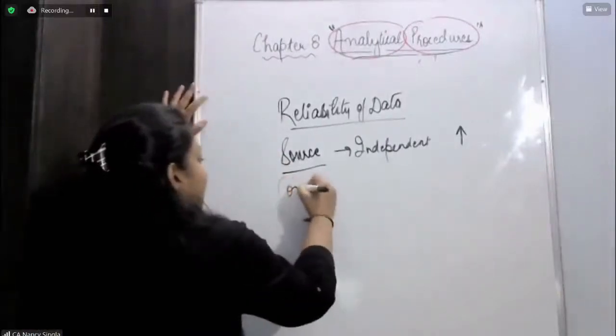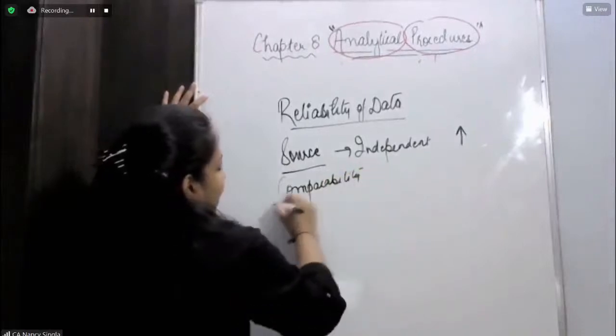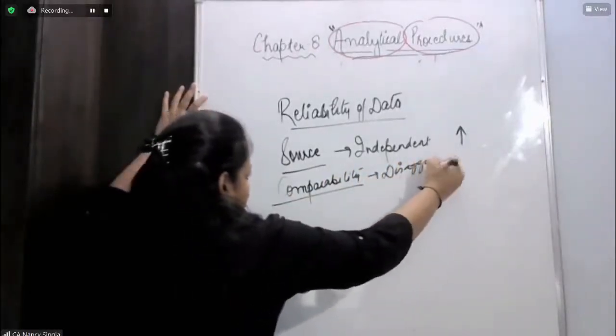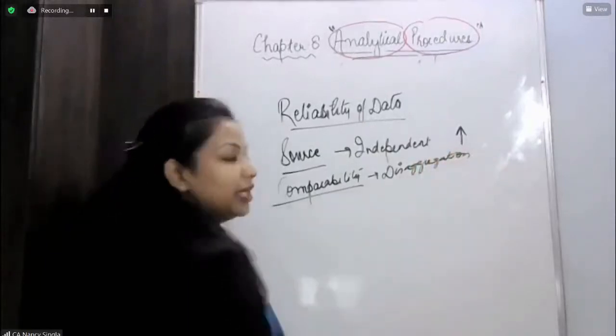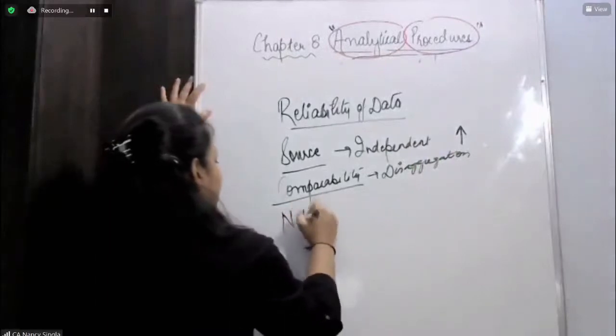Also on comparability of data. What is comparability of data? It is nothing but disaggregation, which we have just discussed. Factors may be discussed now about the reliance topic. Then it depends upon the nature of data.